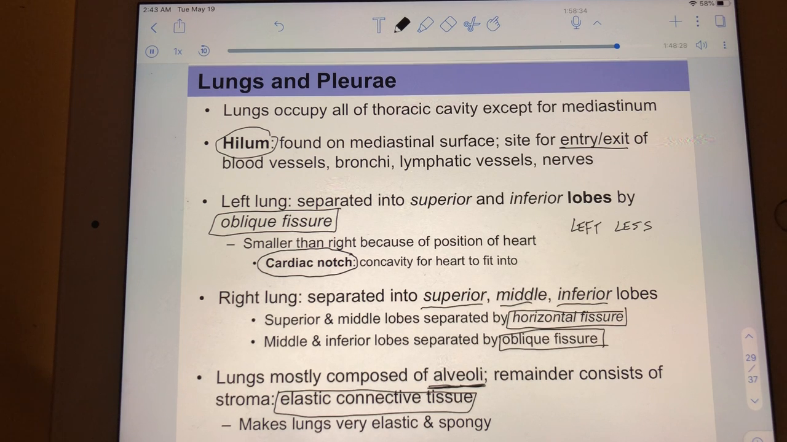Expand, collapse, expand, collapse, okay? It makes the lungs really, really stretchy. And in fact, if we had a pair of intact lungs, like with trachea still attached, in the classroom, we could hook them up to the air supply in the classroom and watch them expand. And they would expand so much that you would start getting nervous about them popping. They just get huge. It's amazing. Anyway, hopefully that was graphic enough.